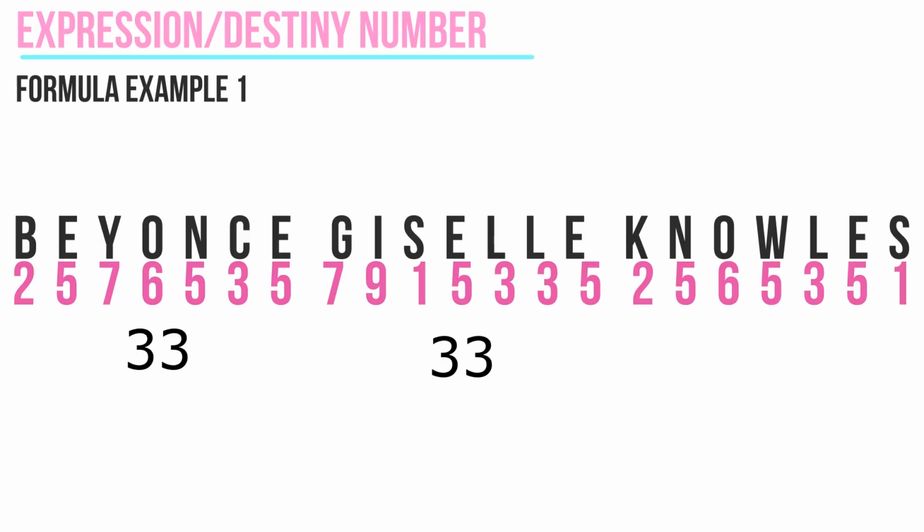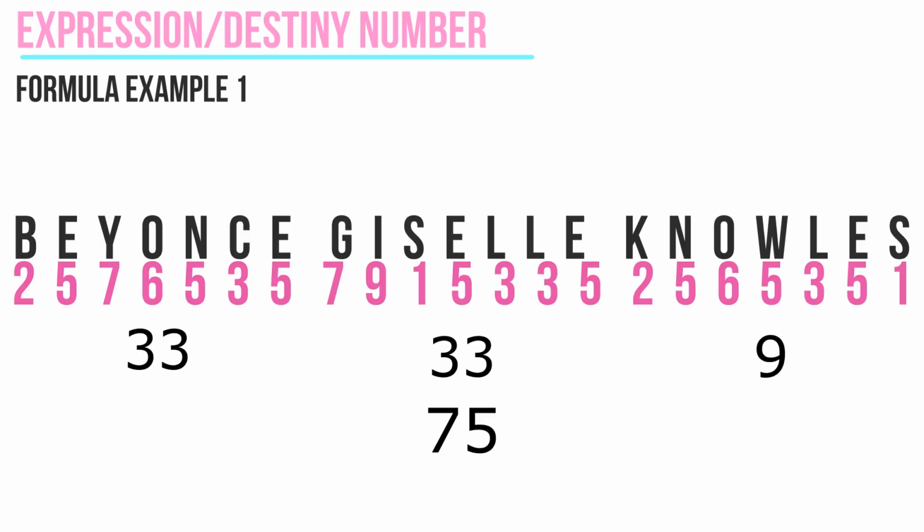And then when we add up the numbers in her last name, we have 2 plus 5 plus 6 plus 5 plus 3 plus 5 plus 1, and we get 27. So we have to break that down even further, and we get 2 plus 7 equals 9. Now remember, we don't break down the master numbers. So we're going to add 33 plus 33 plus 9, and we get 75.